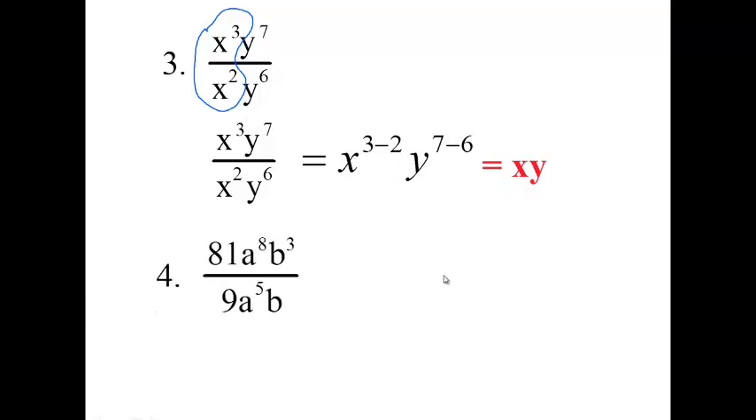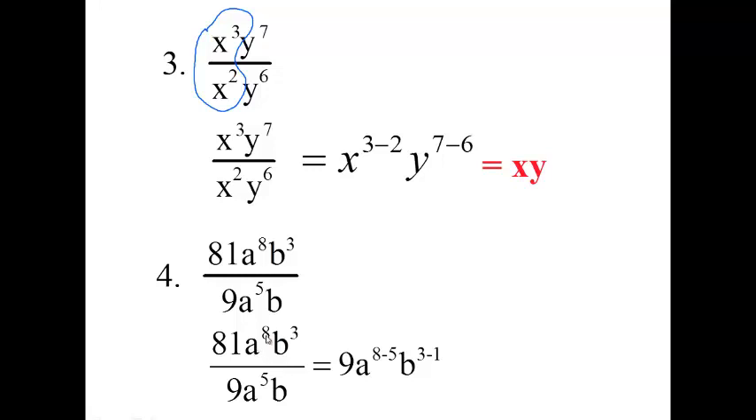Number 4, now we have here a coefficient of 81 in our numerator and a coefficient of 9 in our denominator. Now remember that when you're dividing monomials, we have to subtract the exponents. But when you're dividing a coefficient with a coefficient, we have to divide 81 by 9, just like we're dividing a regular number. So 81 divided by 9 is just equal to 9.